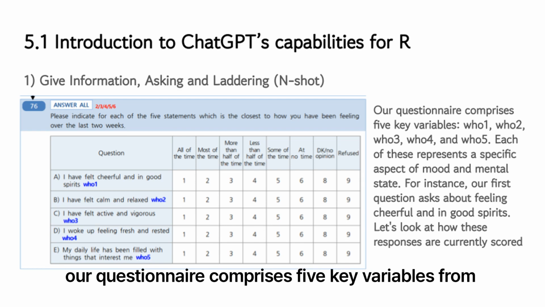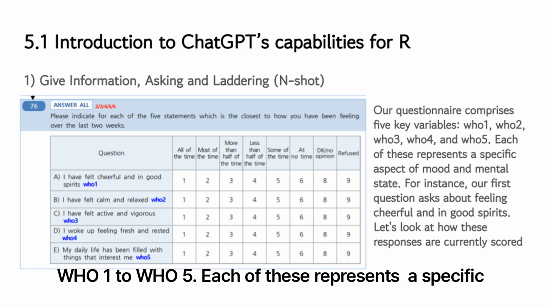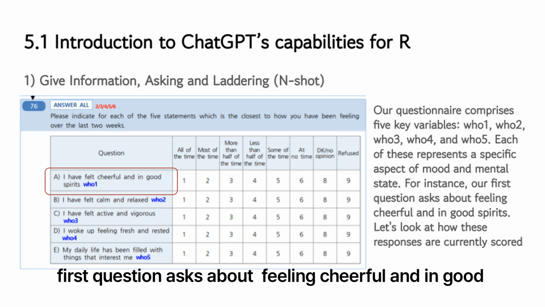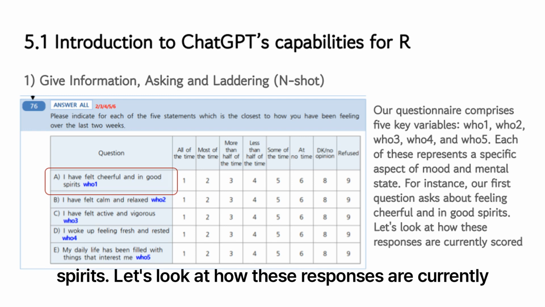Our questionnaire comprises 5 key variables, from WHO1 to WHO5. Each of these represents a specific aspect of mood and mental state. For instance, our first question asks about feeling cheerful and in good spirits. Let's look at how these responses are currently scored.